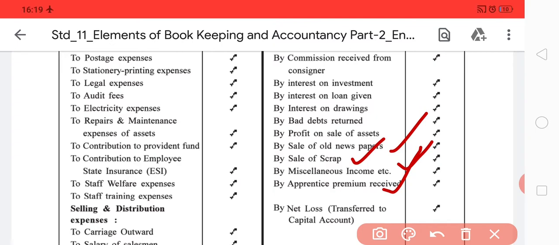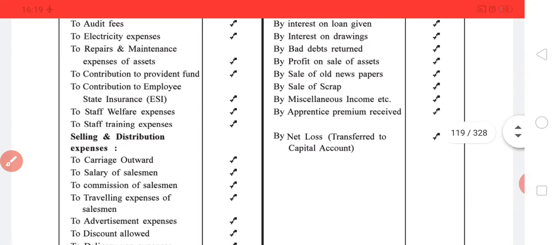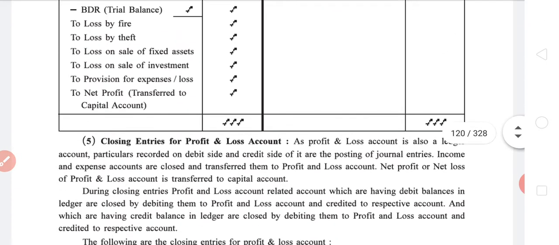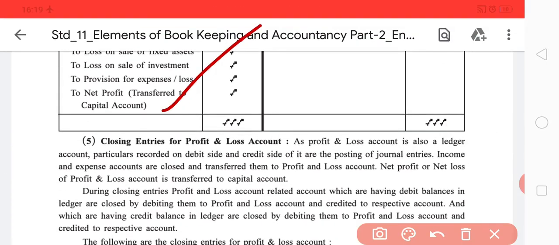Or in case we have any loss, if the debit side is more compared to the credit side, it is considered to be net loss, and vice versa. If the credit side of a profit and loss account is more compared to the debit side of the profit and loss account, it is considered to be net profit. Now where does it have to be transferred? It has to be transferred to capital account. If net profit, plus; if net loss, minus.